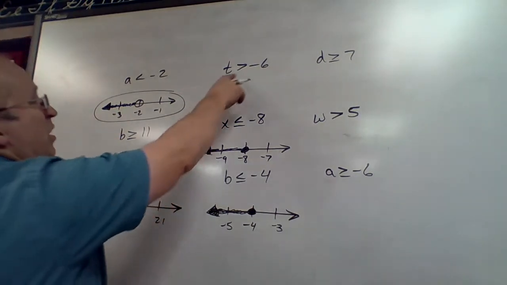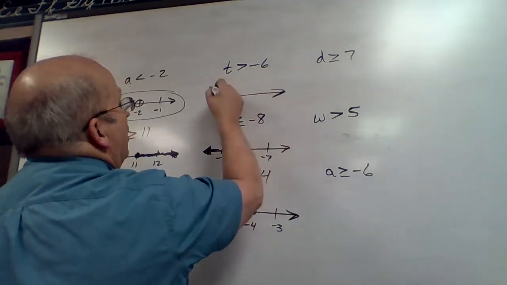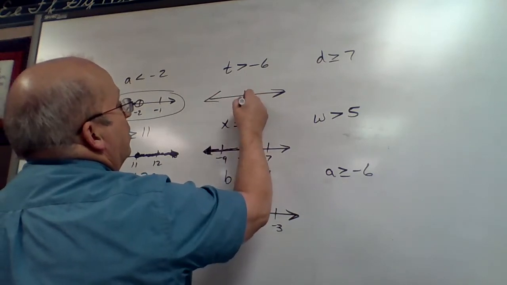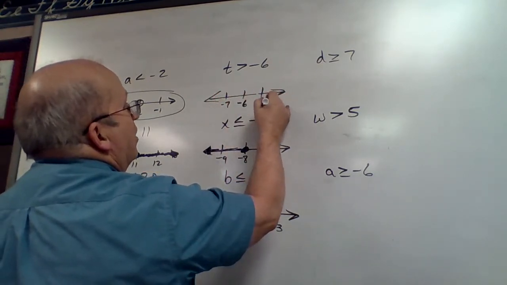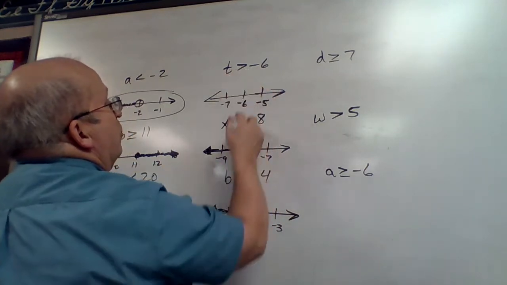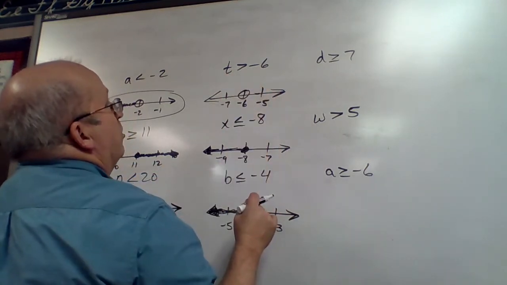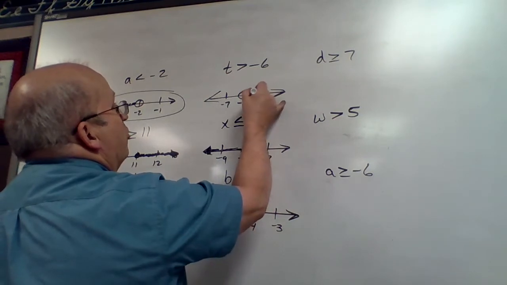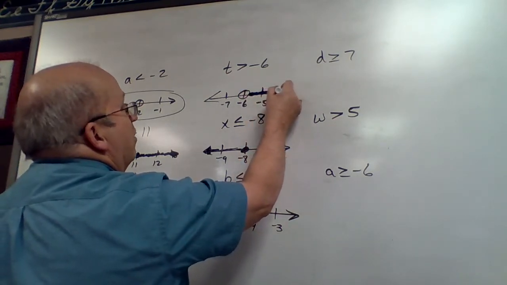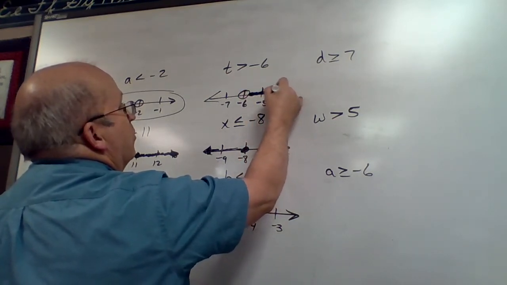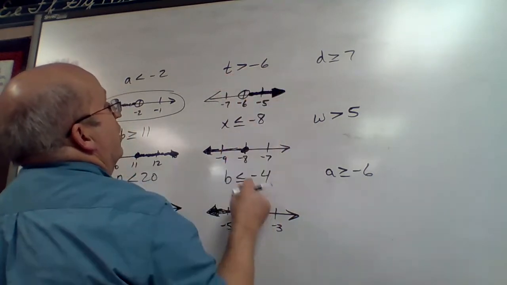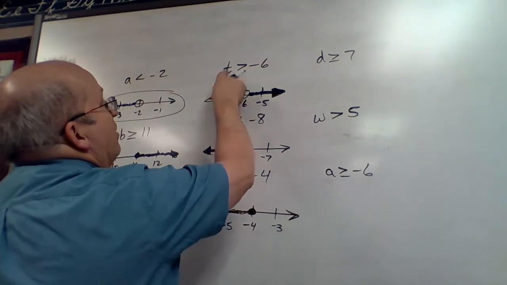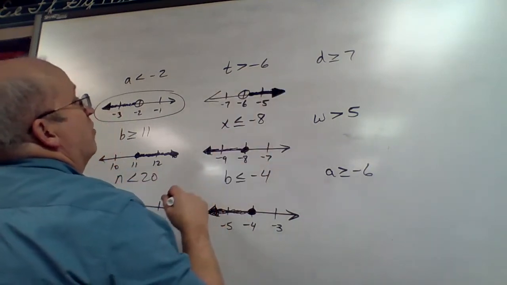Let's go to this one up here. I'm going to put negative 6 there, negative 7 there, and negative 5 there. Because it's a greater than symbol, we're going to use the open circle, and this time we're shading the right-hand side. Why the right-hand side, Mr. Ponko? Because negative 5 is greater than negative 6, and negative 7 is not greater than negative 6.